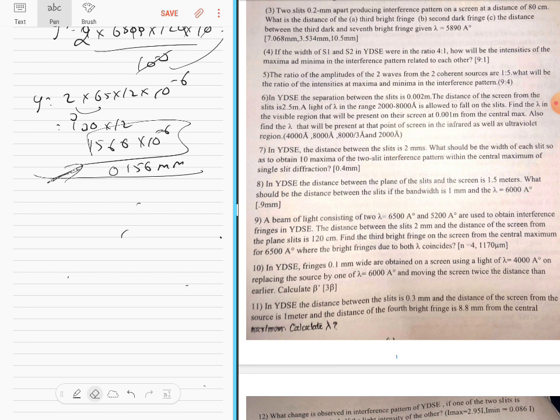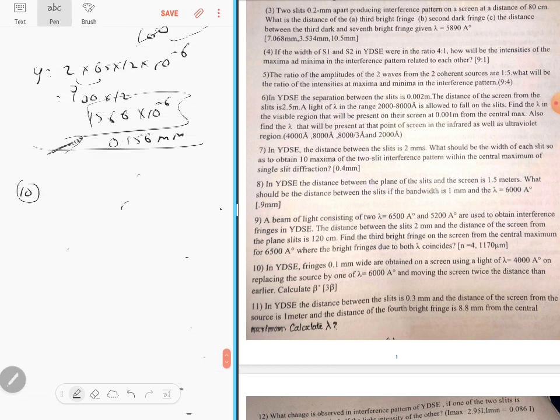I don't understand. They've messed up something here. Please check with your school. That's really taking a lot of time to infer that the question is wrong. And so n is equal to 4 is correct. The fourth and the fifth bright fringe. The fourth for 6500 and the fifth for 5200. Okay, let's go to the next question.